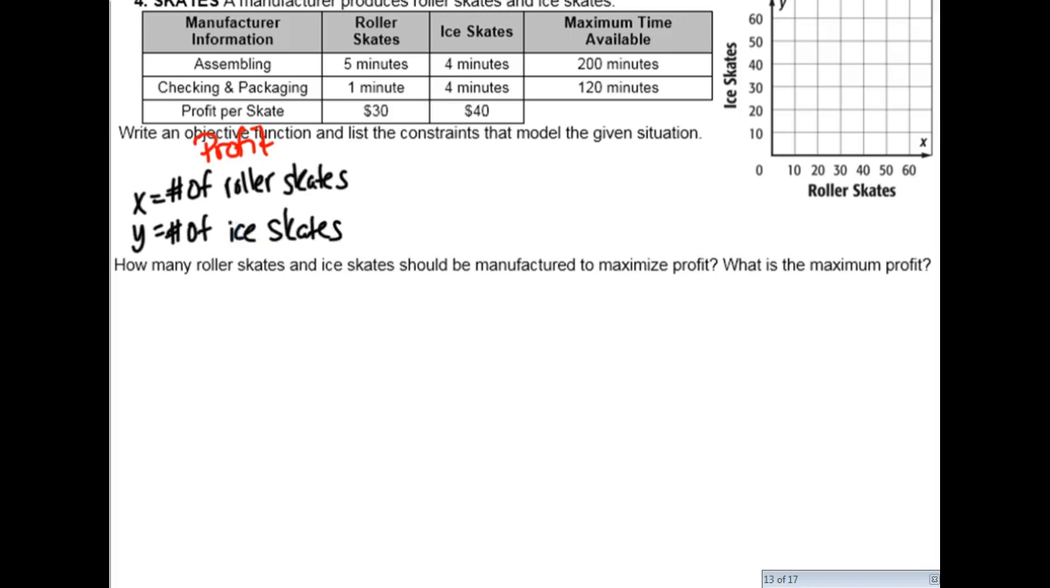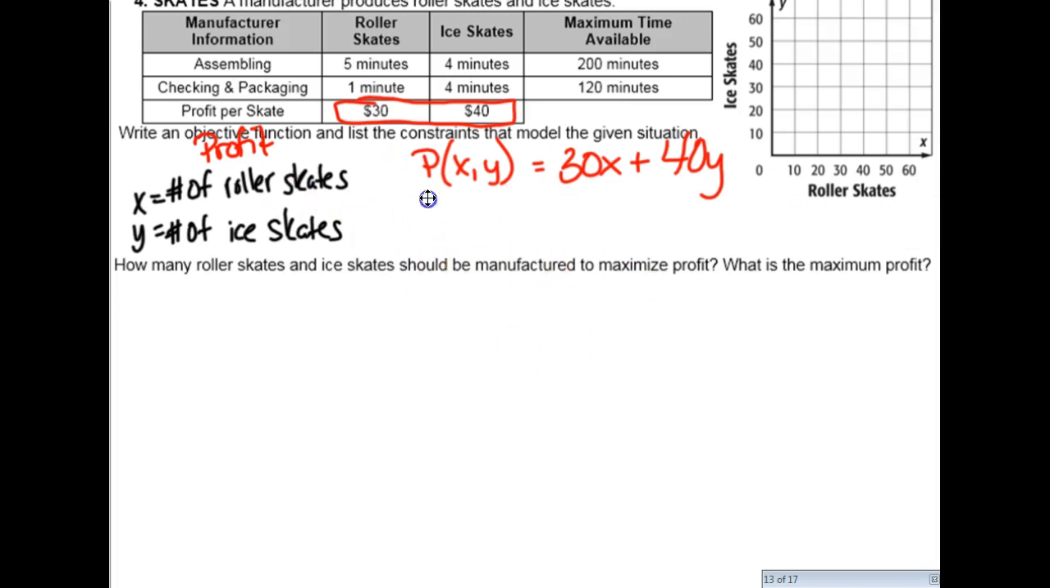So using those variables, when I go to write the profit function, I always call it P of XY, but you can call it whatever you want. There's a clue right here that says $30 profit on each pair of roller skates and $40 off of each pair of ice skates. So when we get to the end of the question and we have our critical points that are on the vertices, we're going to plug those back into that red function, but we are not there yet. All right, let's talk about some constraints.